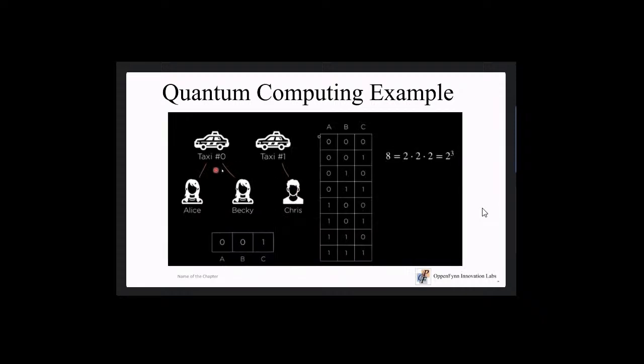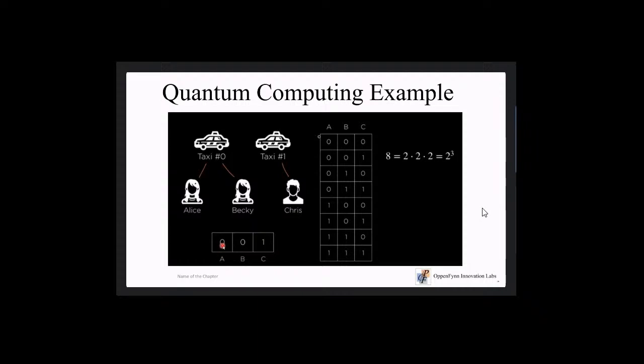One way to do it would be to represent the taxis by bits. You have 2 taxis, so let's say the first taxi is bit 0 and the second taxi is bit 1. And for each of these people, you have 3 bits. So let's say you just have a 3-bit system for 3 people.